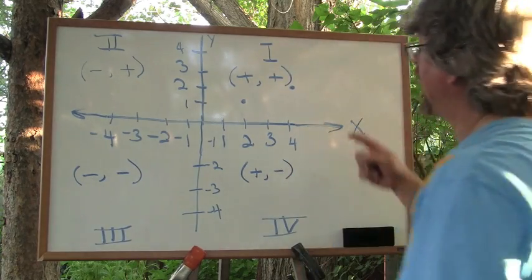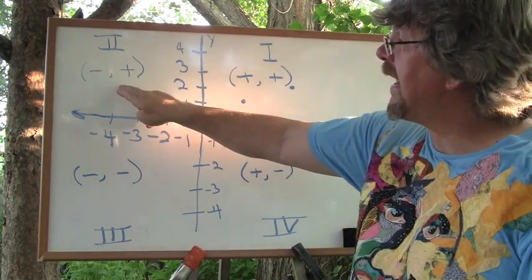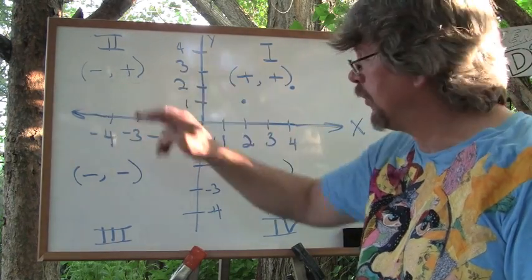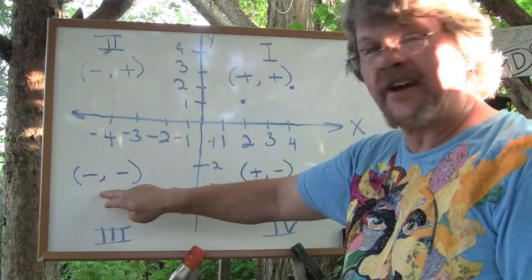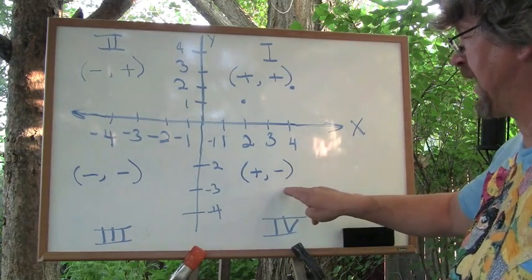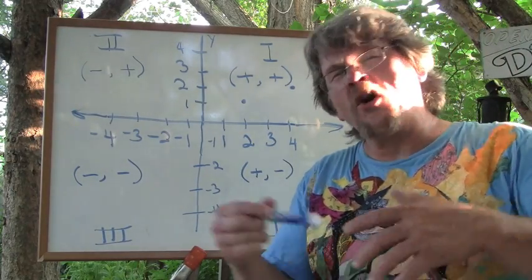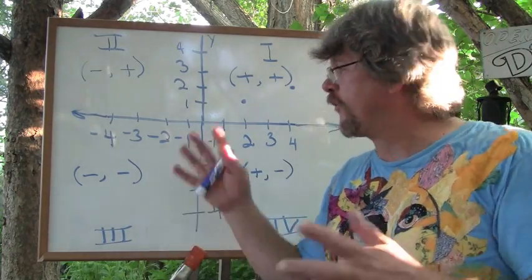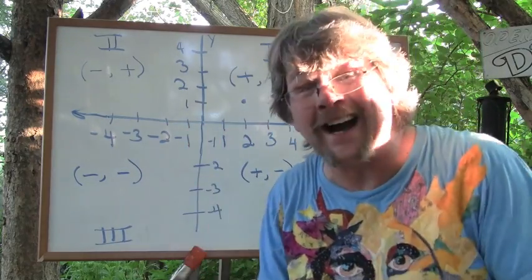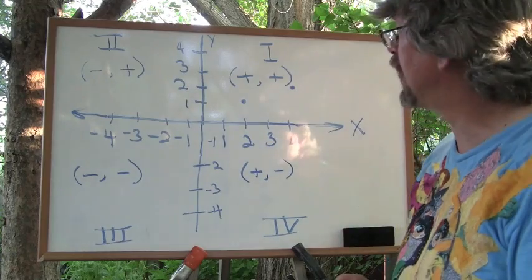So we have a positive and positive in coordinate 1. We have a negative and positive in coordinate 2. We have a negative and negative in coordinate 3. And we have a positive and negative in coordinate 4. And that's just more or less to give you an orientation, to give you an overall feel for what kinds of numbers are going to go where on this Cartesian coordinate system.